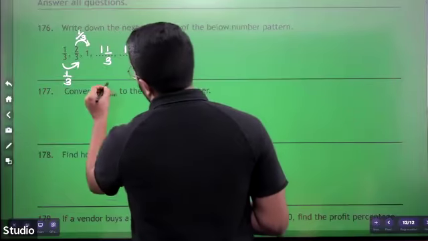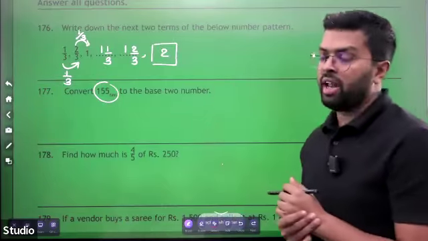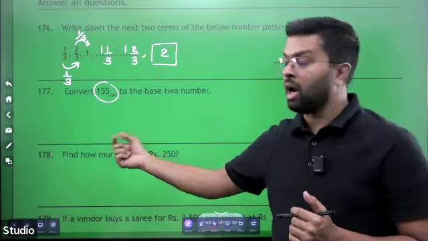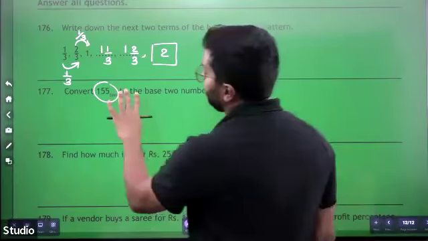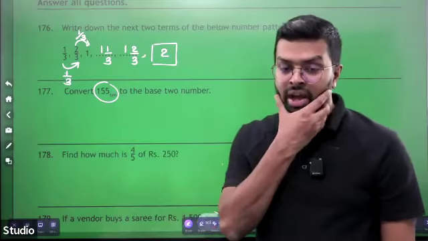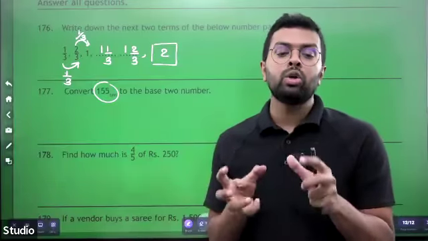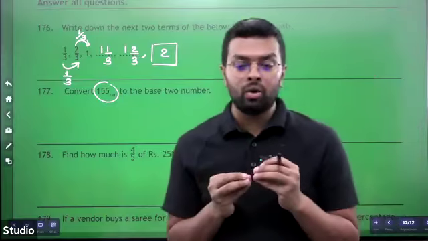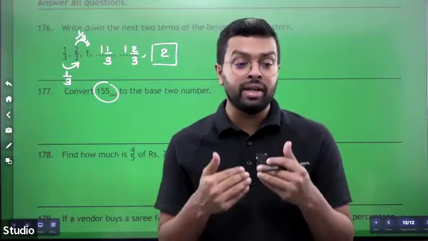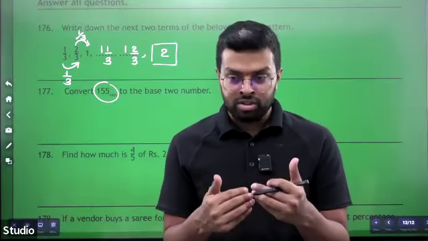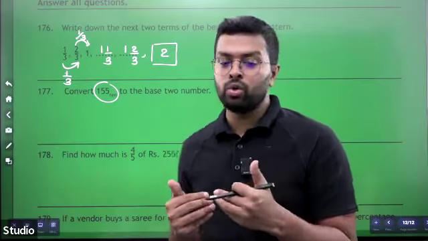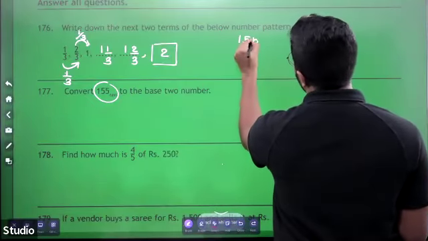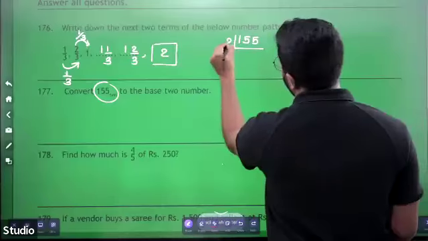Right. We have been given a number, 155, as a decimal number. Decimal means base 10, right? It's a base 10 number, 155. Convert this given number 155 to a base 2 number. If we are to convert this given number to a binary number, there is a process that we need to follow. We have to start dividing the given number by 2. So let's divide 155 by 2.